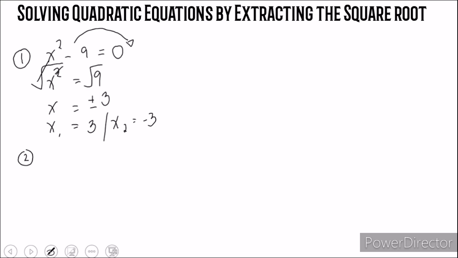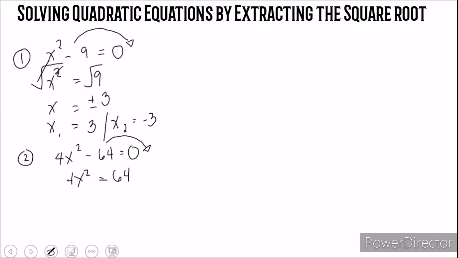Example number 2, we have 4x squared minus 64 equals 0. So, sabi natin kanina, we have to isolate the variable. So, lilipat natin si negative 64 sa kabila. It will become positive 64. So, we have 4x squared is equal to positive 64.